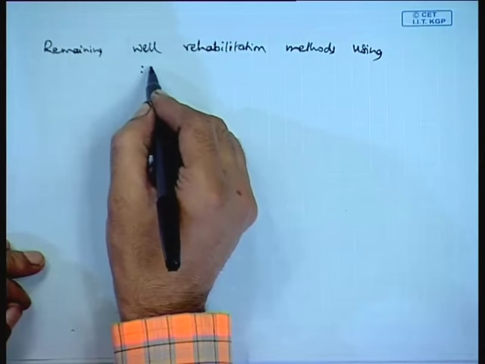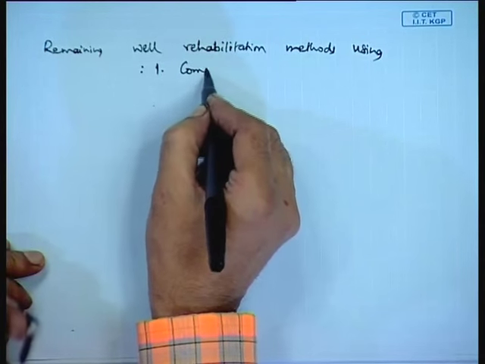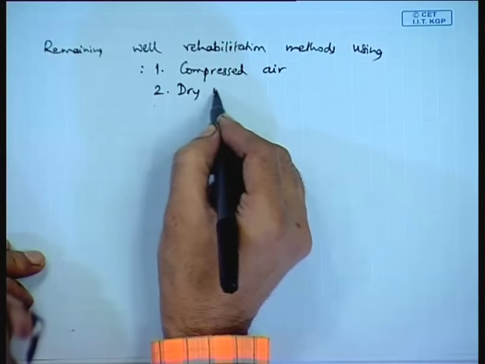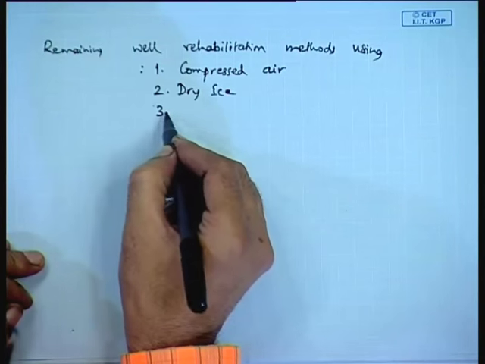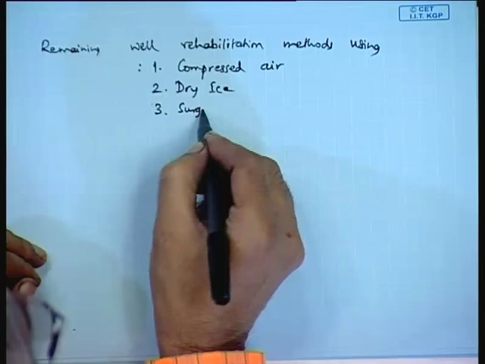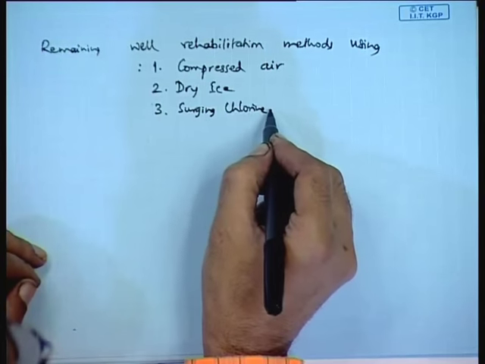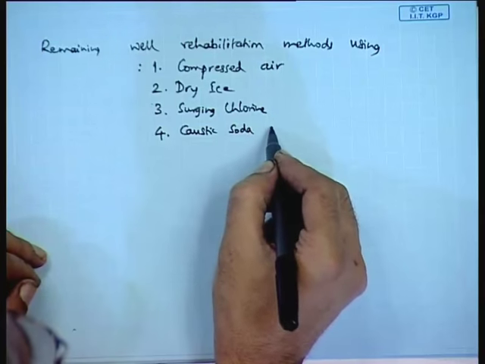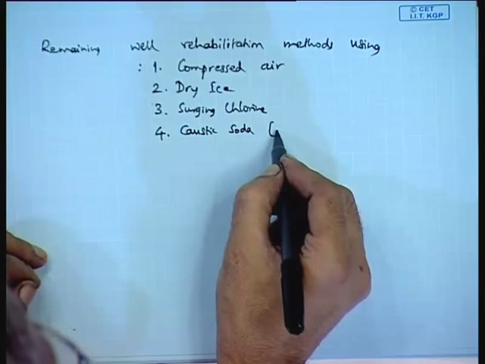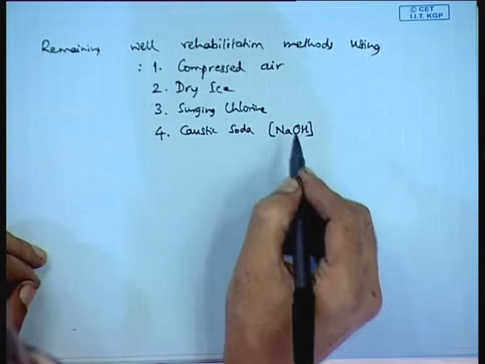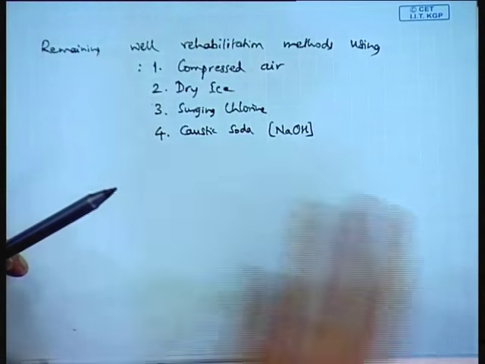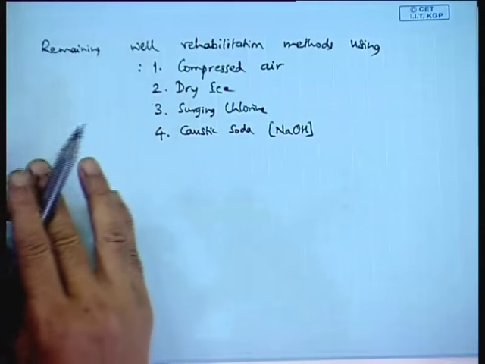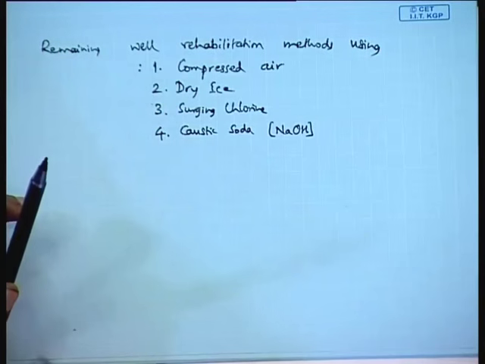using, one, compressed air, two, dry ice, that is obviously solidified carbon dioxide, and then third is surging chlorine, and lastly the caustic soda, that is NaOH. So these are also used. So this will complete this well rehabilitation. Of course, for want of time, we are not able to give much on this.